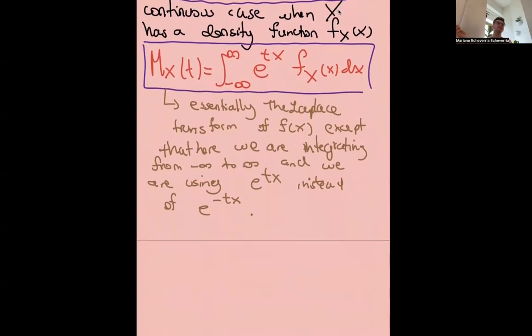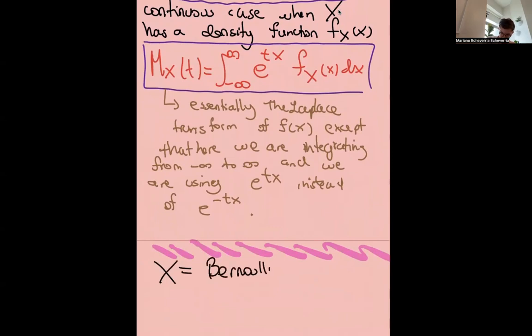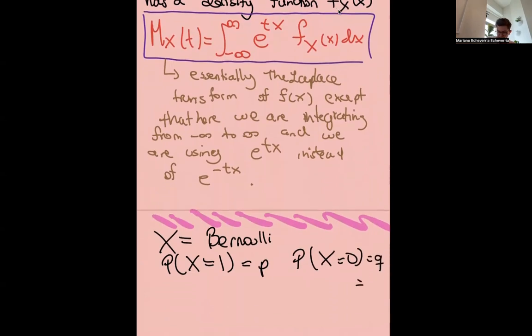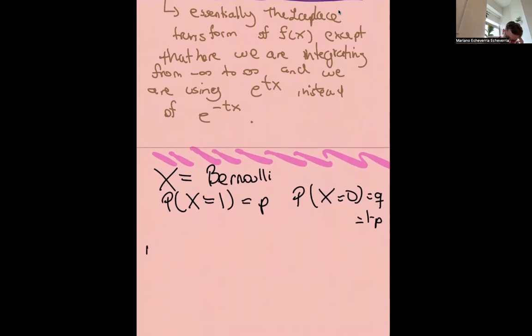Let me do a discrete case and a continuous case, and a discrete case first to warm up. So let's think about the Bernoulli random variable. Remember that the probability that x equals 1 is just p, and the probability that x equals 0 is just q, which was 1 minus p. So what would be the moment generating function for a Bernoulli? Well, if you look at the definition, it's the expected value of e to the tx.